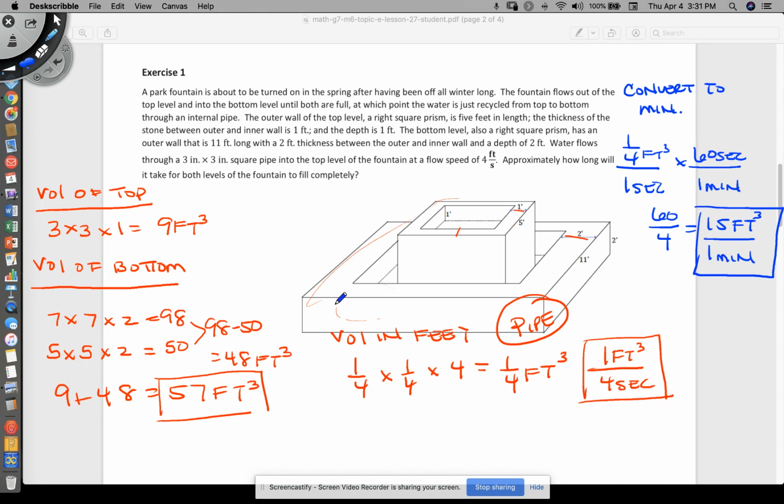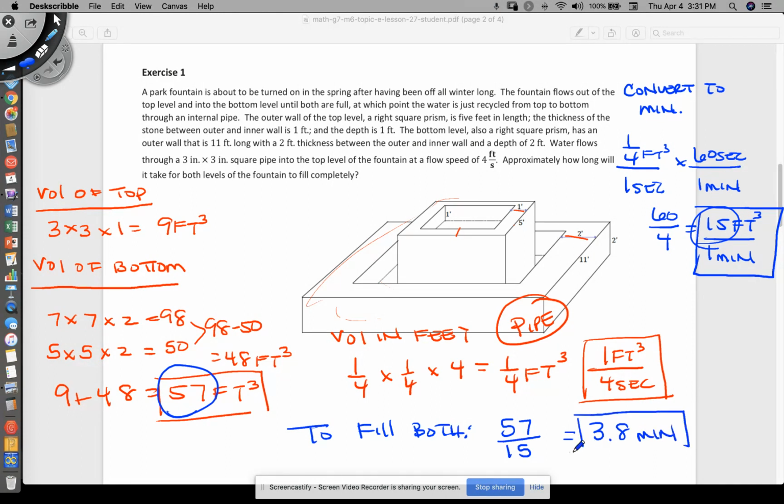So how long will it take to fill both? I'm going to put down here, to fill both, we're going to take 57, our answer right here. We're going to divide that by the flow rate of 15. And that'll leave us with 3.8 minutes. So about 4 minutes, and the fountain will be completely filled, and then just recycling the water back and forth. All right, let's go ahead and look at the next one.